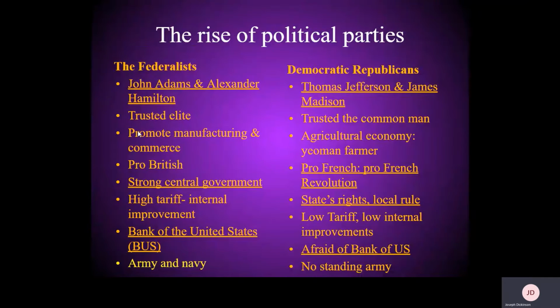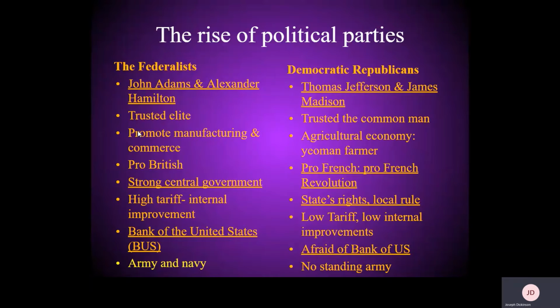Trusted elite. What I mean by that is that they are the higher class, the rich people. Manufacturing and commerce. They're going to be big into things made in factories and trade. Pro-British. When I say that, I mean that they are for the British in the French Revolution. They are for that because they're doing trade with the British. When the British bring in goods, the Americans get to tax that. So like, no, we want to keep trading with the British.